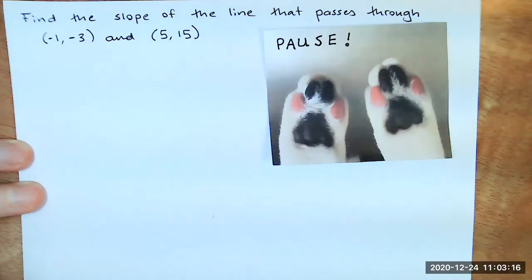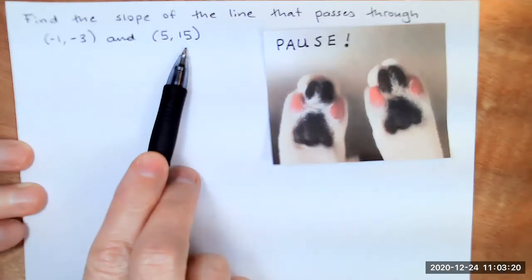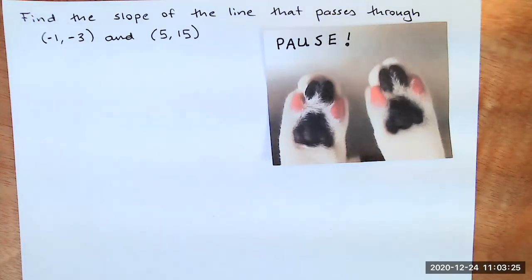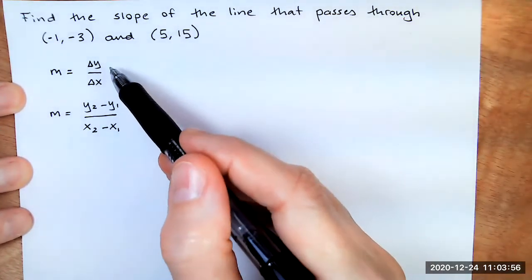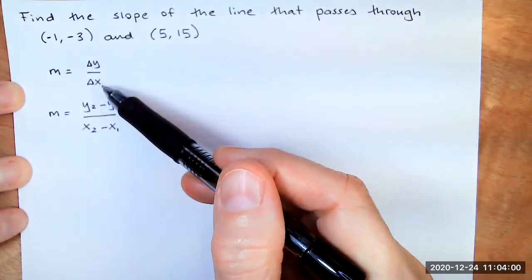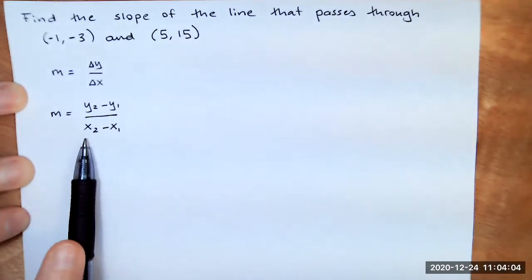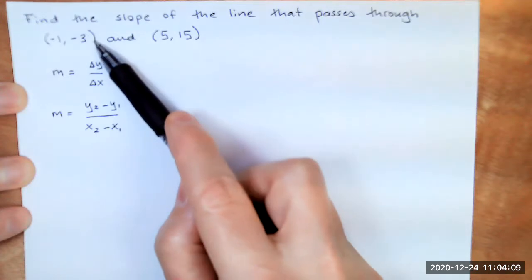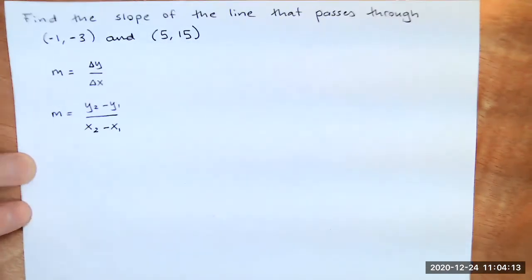All right, find the slope of the line that passes through (-1, -3) and (5, 15). So I'd hit pause and finish that one out. All right, so we just have to use the slope formula, which is the change in y over the change in x, or you can write it as y2 minus y1 over x2 minus x1, and it doesn't matter which one you call x1, y1, and which one you call x2, y2.